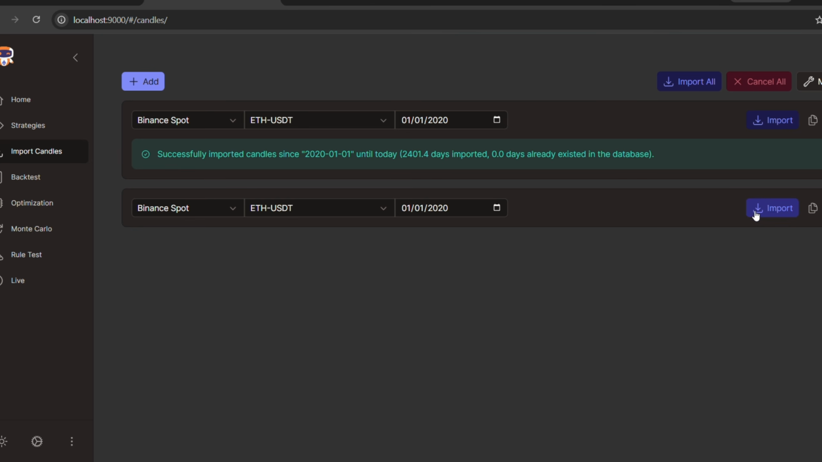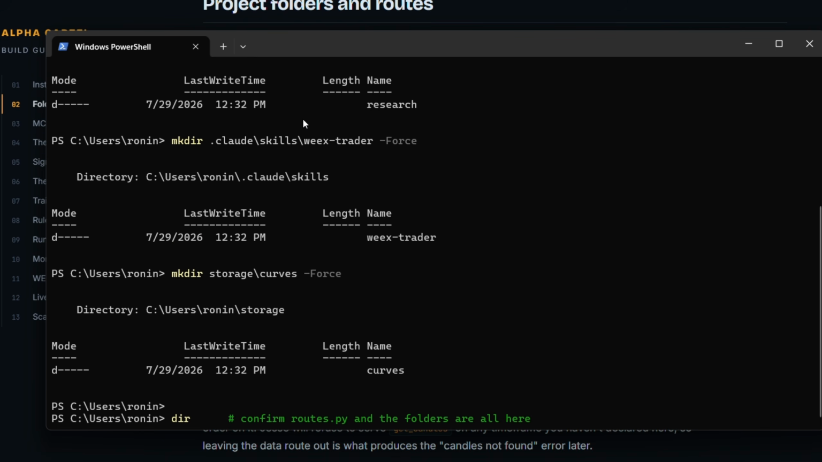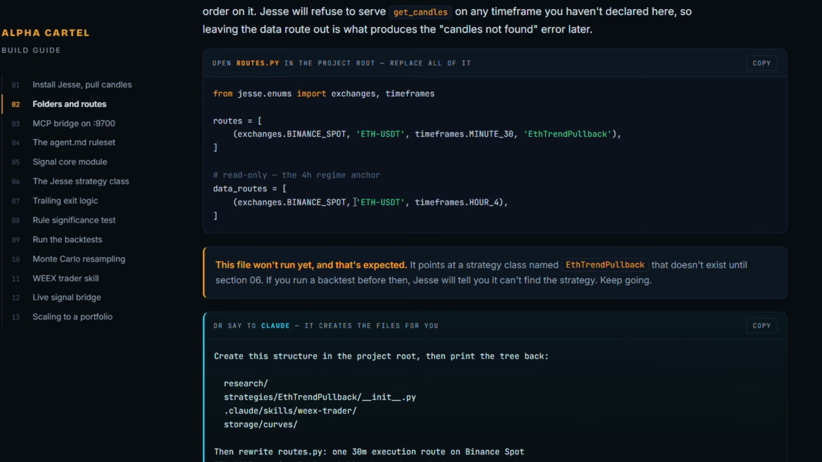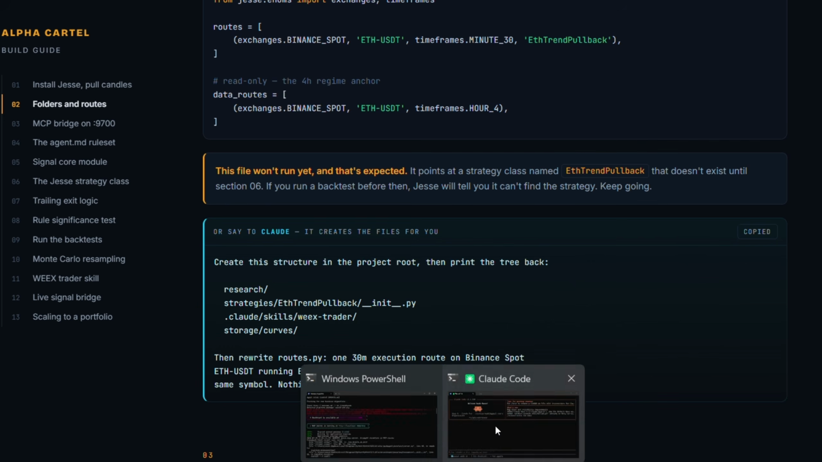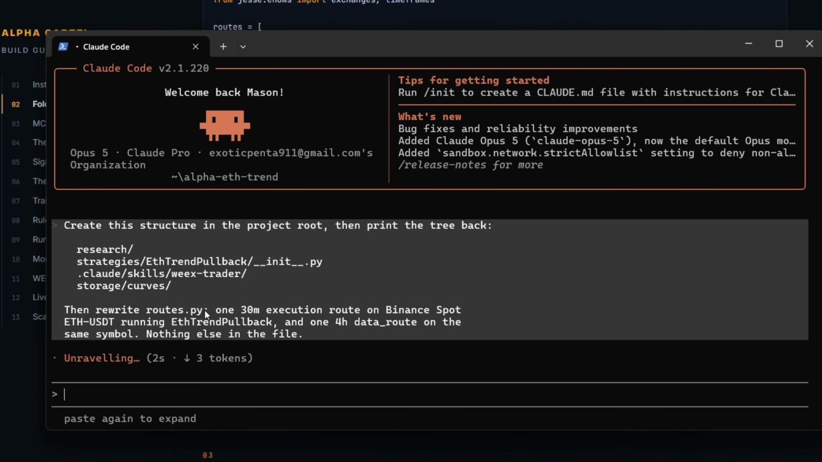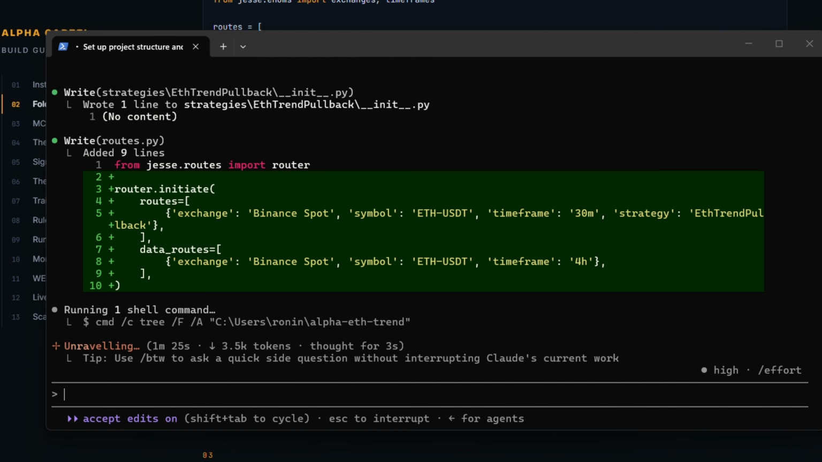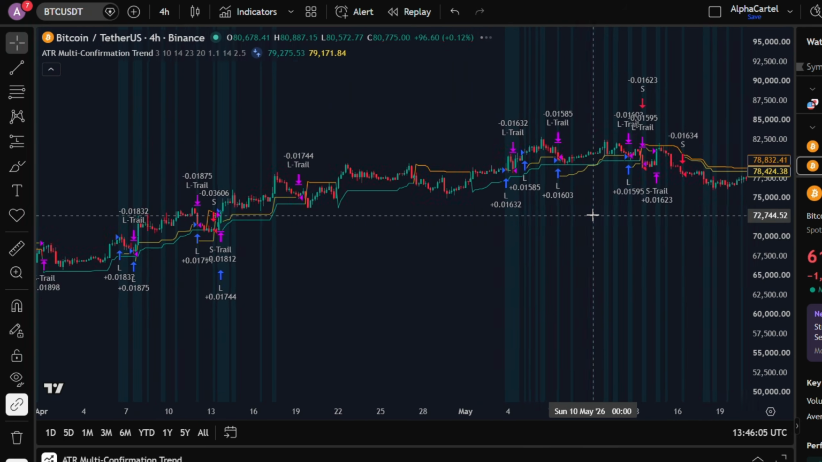And everything up to the execution section runs offline. No API keys, no exchange connection, no risk of the agent doing something expensive while I'm not looking. That's the engine. Now the agent needs a way to reach it. A small MCP server sits in front of Jesse on port 9700 and exposes the framework as callable tools. Import candles, write a strategy file, run a backtest, return the metrics as structured JSON. Claude Code discovers those at launch and calls them like any other tool.